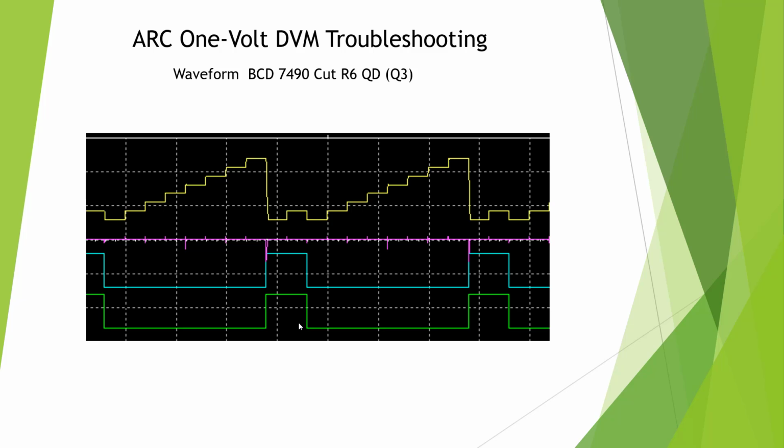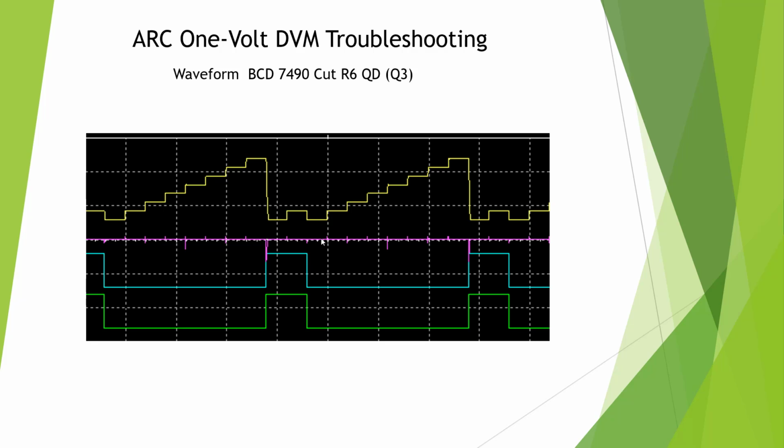Here is that BCD QD output with the 2 pulses. That's normal. And anytime that we have a cut component like that, a circuit, we're going to get the same reading on both sides of that component, showing that it's cut.